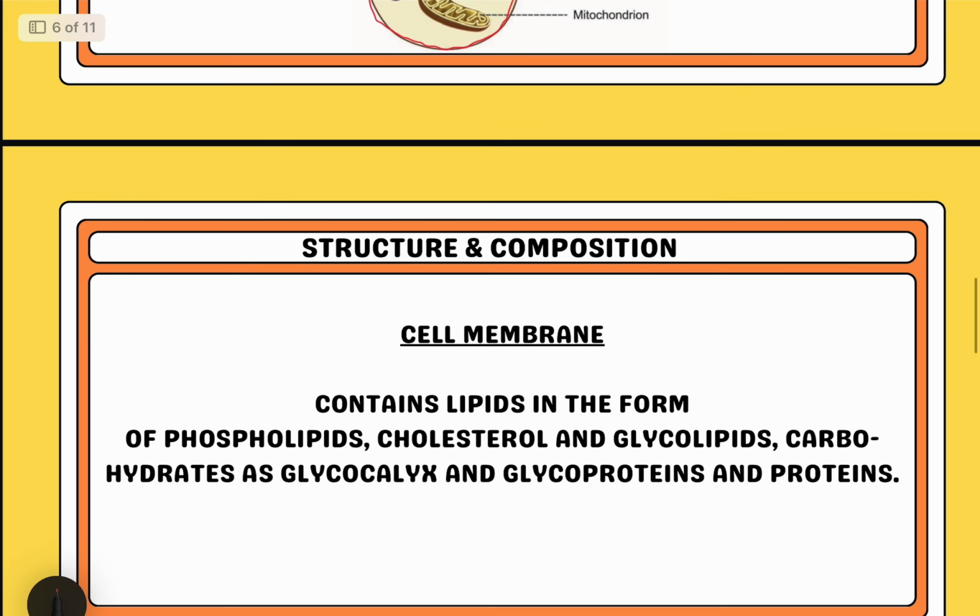Next, coming to the cell membrane composition. We all know that the cell membrane mainly consists of lipids. So same is here. It contains lipids in the form of phospholipids, cholesterol, and glycolipids. Also carbohydrates such as glycocalyx and glycoproteins, and along with that it also has some additional proteins. So this is the structure and the composition of the cell membrane.